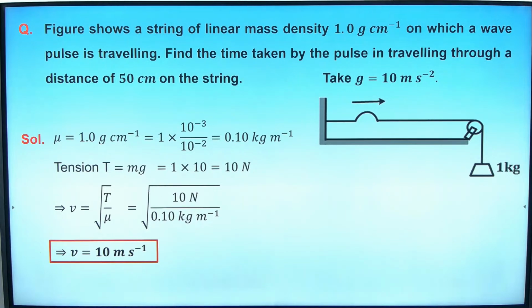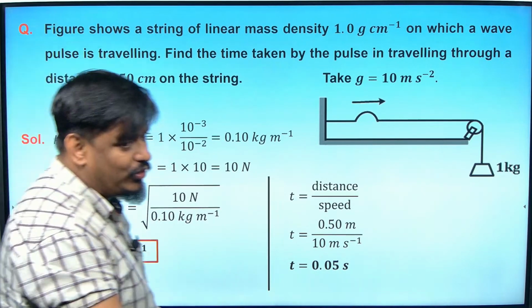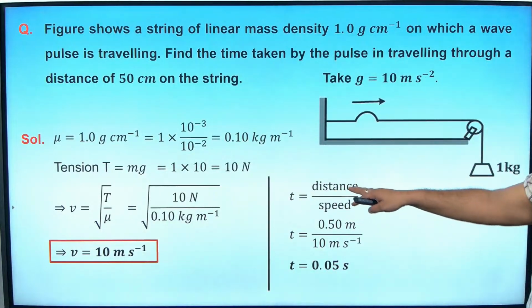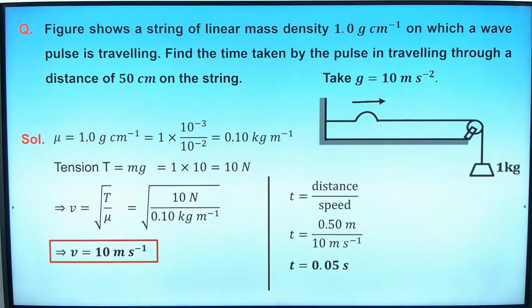Velocity we got. Velocity is known, distance is known. Distance is how much? 50 centimeter, 0.5. 0.5 by 10 is going to give you 0.05 seconds. Simple question, isn't it? Velocity you can find by the concept that I have taught you now, and once velocity and distance are known, you can find time. Over. I hope you have understood now.